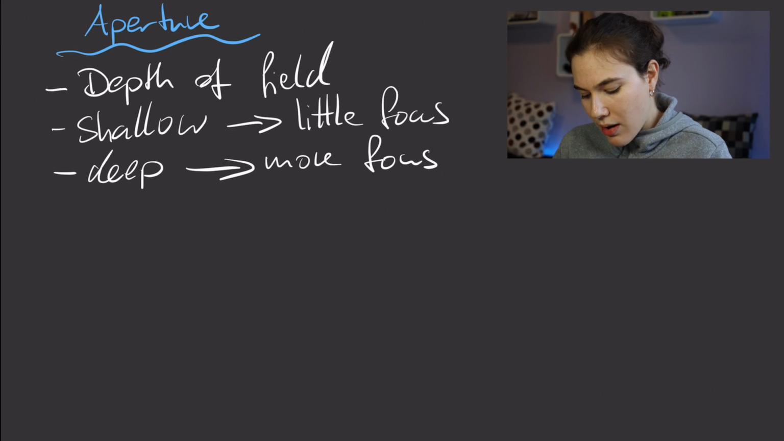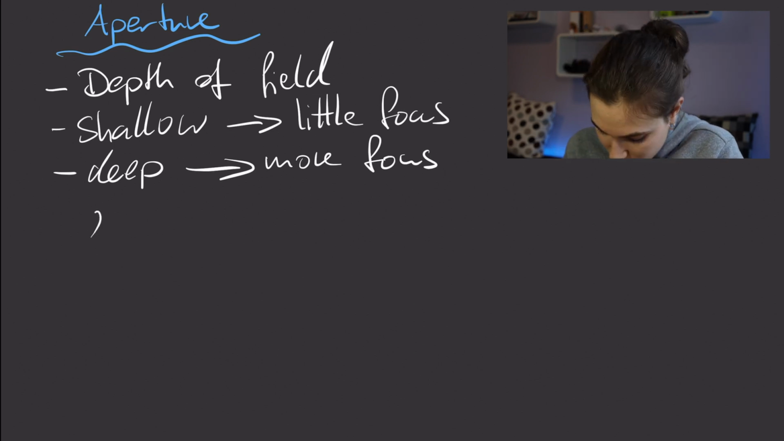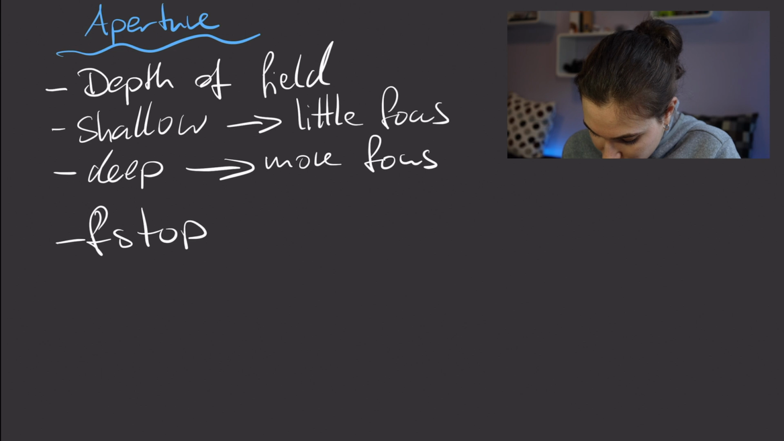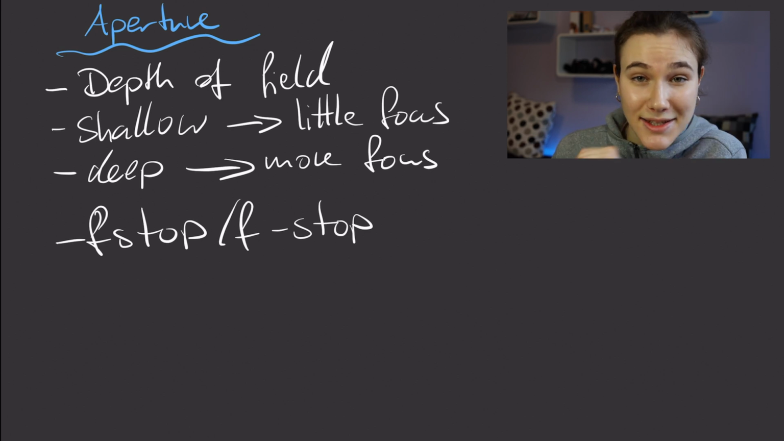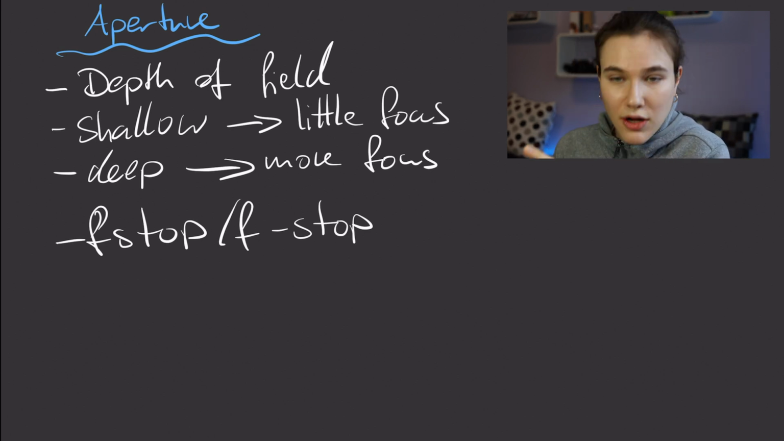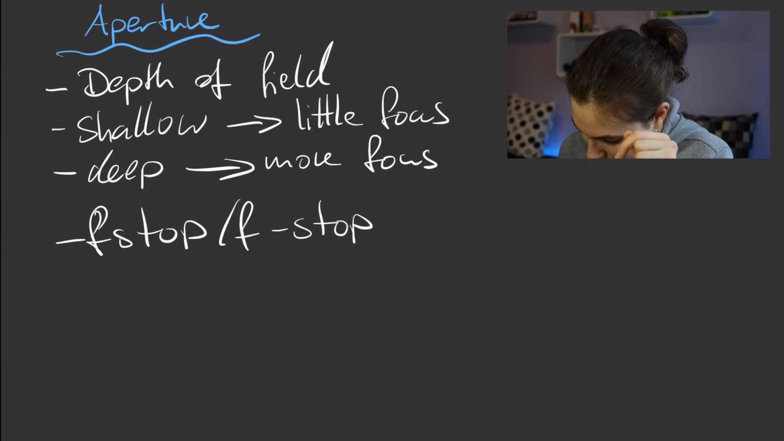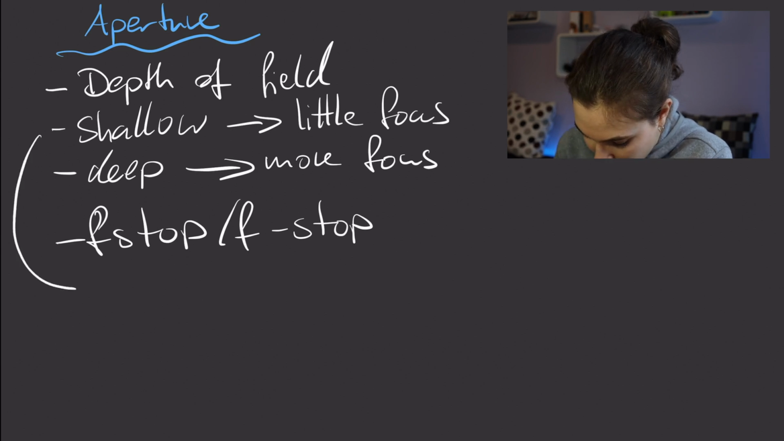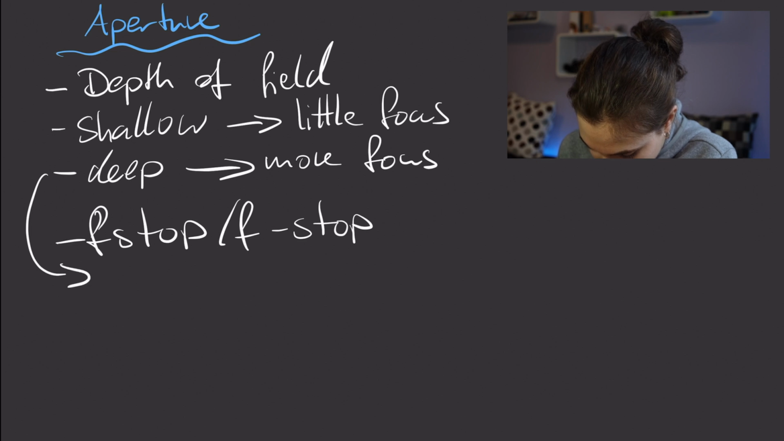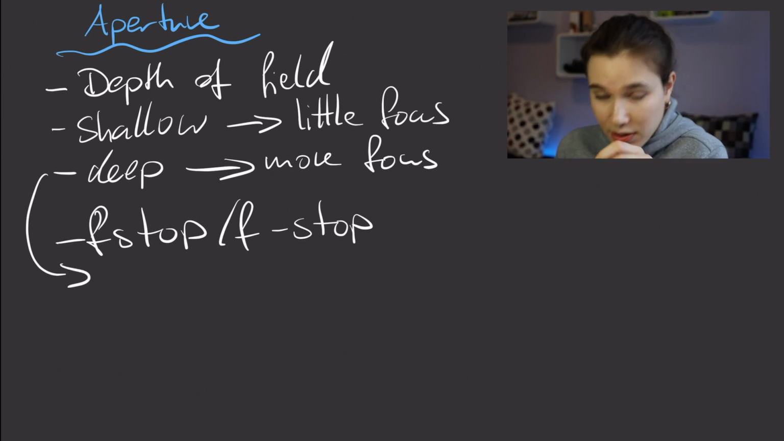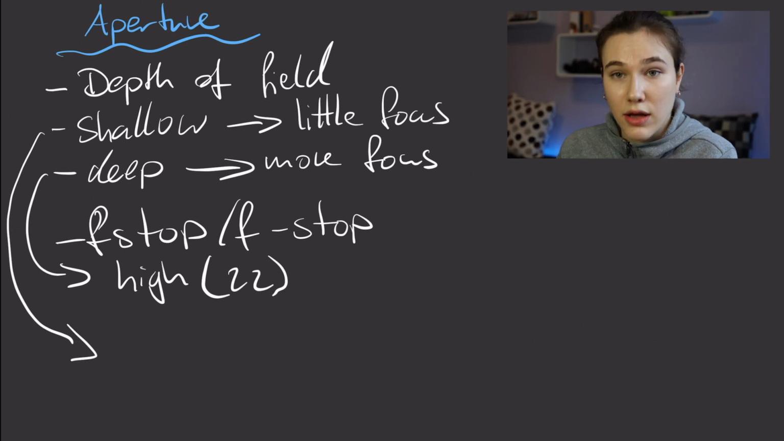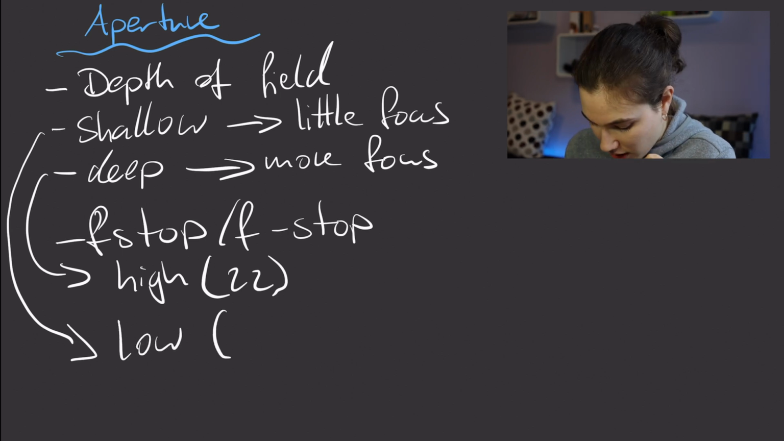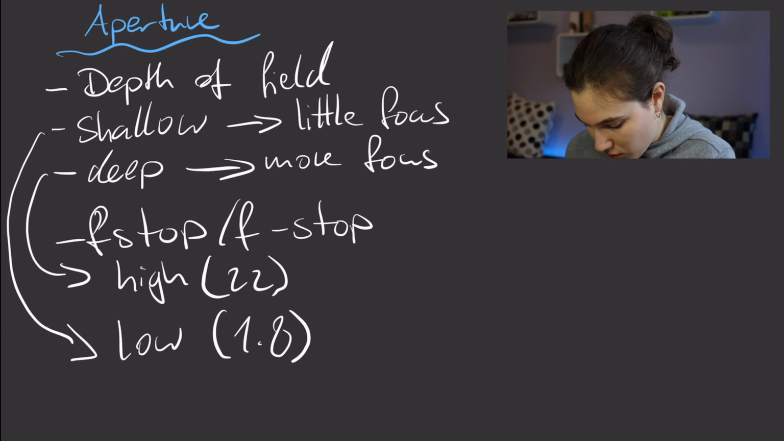So here, aperture is actually measured in what's called f-stop, or you can also write it like this, but that is beyond the point. Basically what f-stop means is, if you have a shallow depth of field, that corresponds to, or actually let's start with the deep one, it's going to be easier to draw. If you have a deep depth of field, that means that you actually have a high f-stop, like for example 22. On the other hand, if you have a shallow depth of field, that means you're going to have a low f-stop, like for example 1.8.